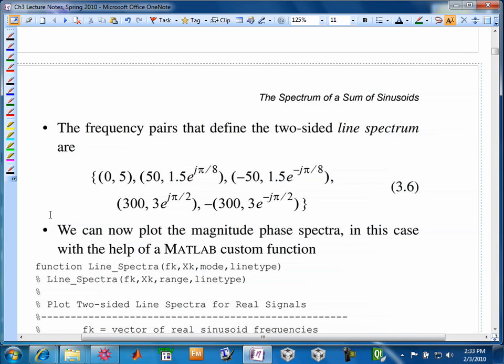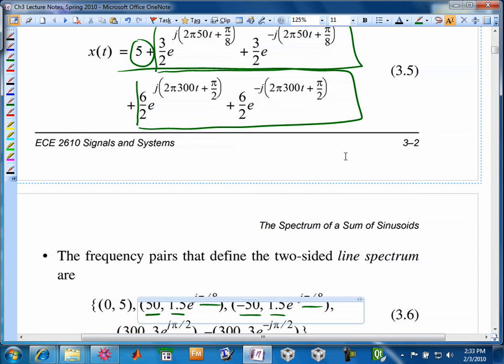At 0 hertz we have an amplitude 5 for the spectrum. At 50 hertz we have an amplitude 1.5 and a phase of pi over 8. At minus 50 we have an amplitude of 1.5 and a phase of minus pi over 8, and so on. And the big difference in plotting these pairs out is to notice that because of Euler's inverse identity, all the amplitudes of the cosine terms get reduced by 2.